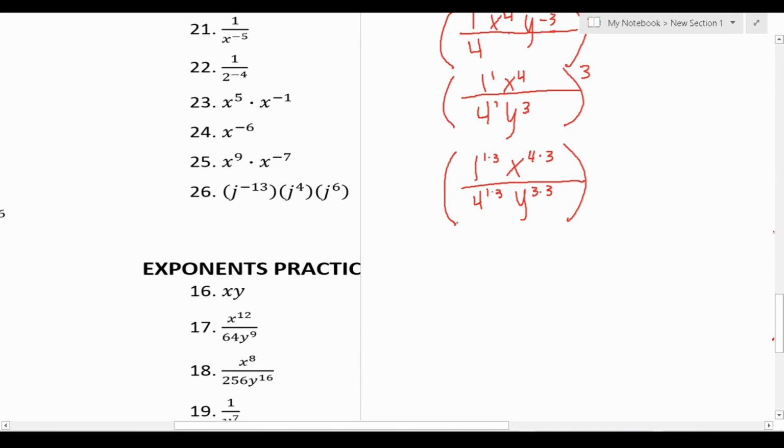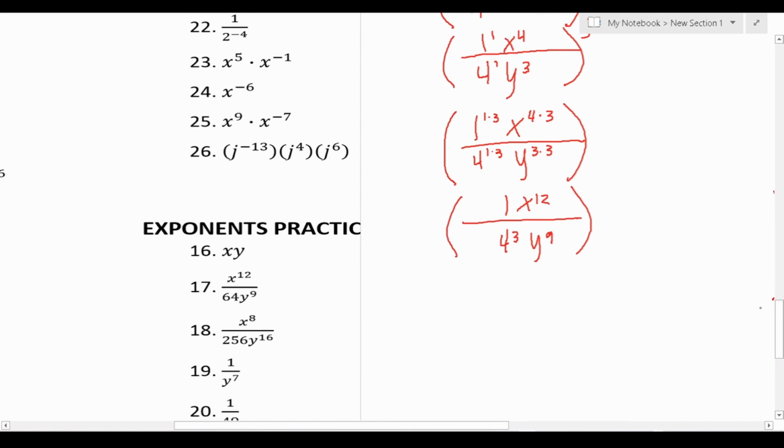So now let's just simplify. 1 raised to any power is just 1, so we'll write that as just 1. X to the 4 times 3 is x to the 12th. 4 to the 3rd, or 4 to the 1 times 3 is 4 to the 3rd. Y to the 3 times 3 is y to the 9th. All right, so let's keep simplifying this as much as possible. Anything times 1 is itself. We're just going to drop that 1 out of the numerator.